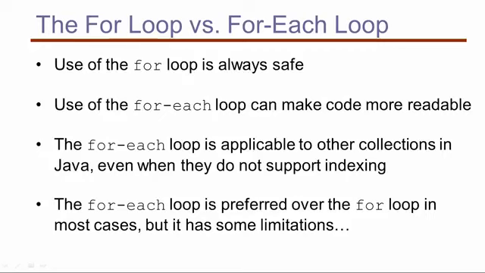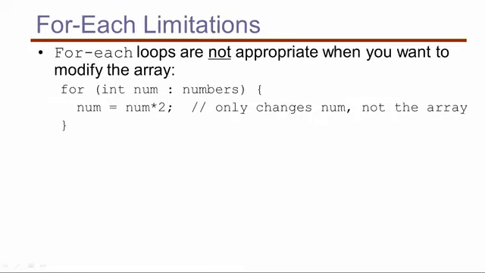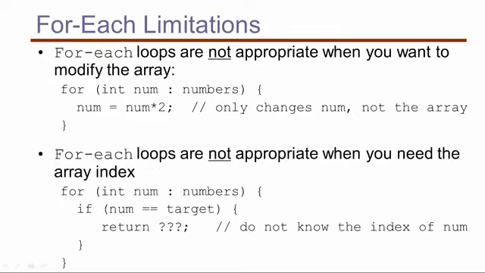Unfortunately, the Foreach loop does have some limitations. The Foreach loop is only good when you want to read the data in the array, and thus it cannot be used if you want to change the data in the array. That is because if you assign a new value to the Foreach variable, you are only changing the Foreach variable, and you are not changing the corresponding element in the array. Additionally, since there is no loop counter variable, you do not know which element of the array you are processing on any given iteration. Thus, if you wanted to return the index of an array element that you are currently processing, you cannot do that.